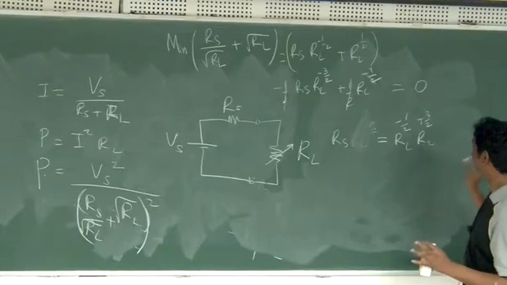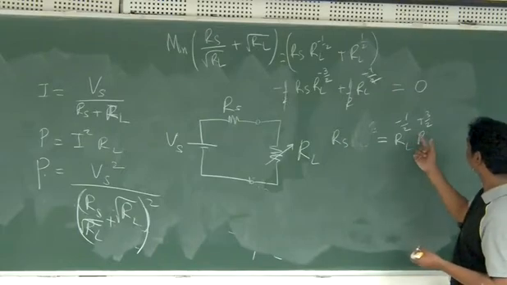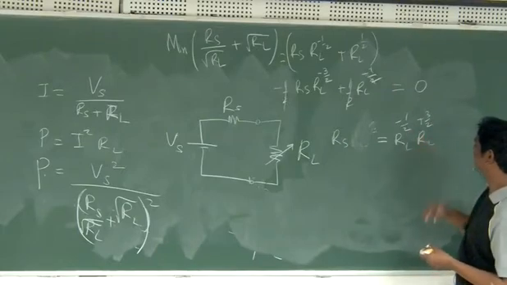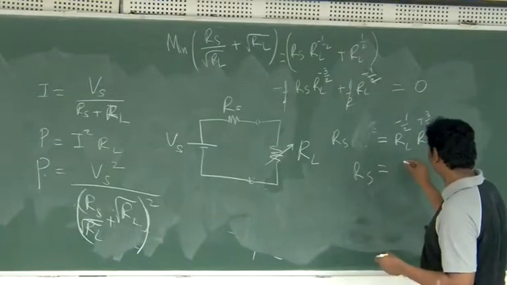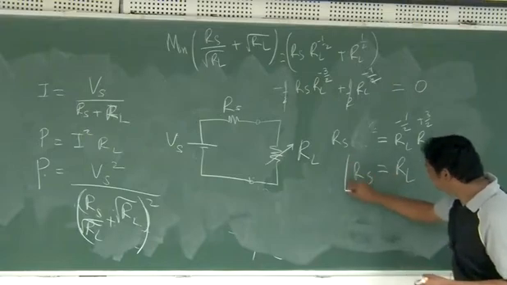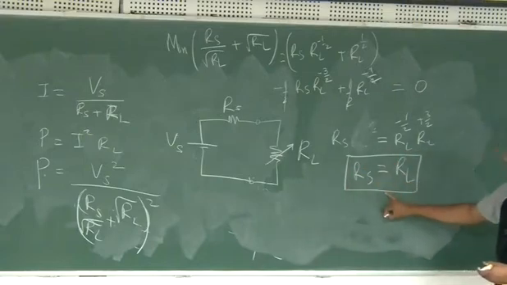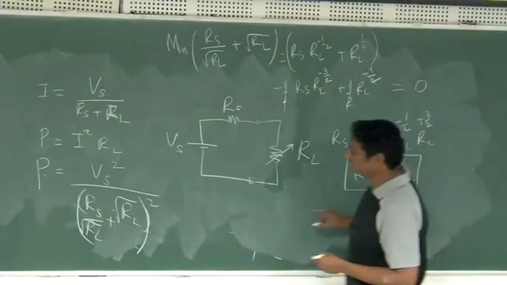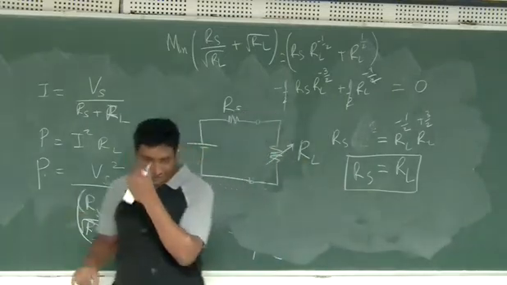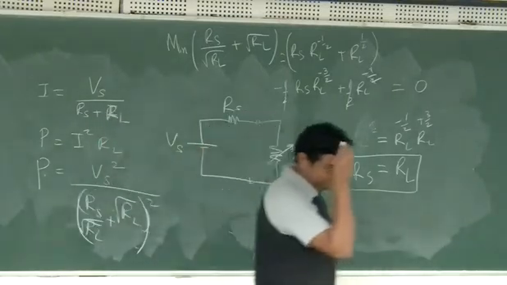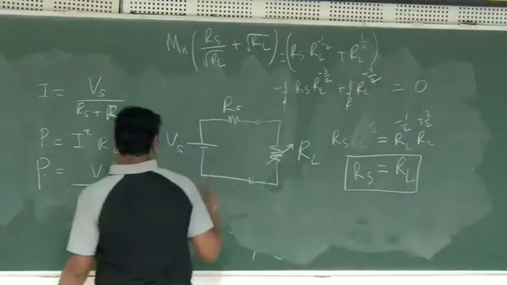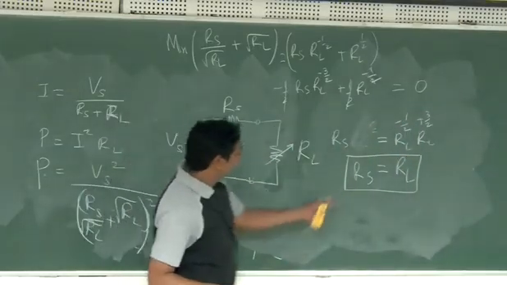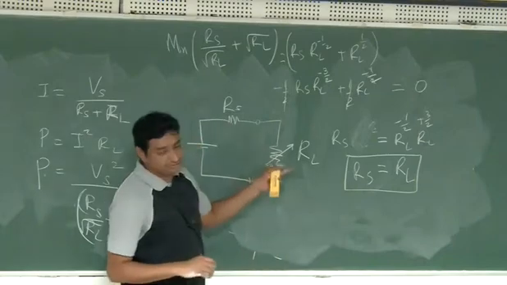I think somewhere I made a mistake. So 3 by 2 minus half, 1. Oh, I did not make a mistake. So for this condition the power is maximum. That's what we checked also. I'm weak at deriving these kinds of things. So if these two values are equal, then the power is maximum.